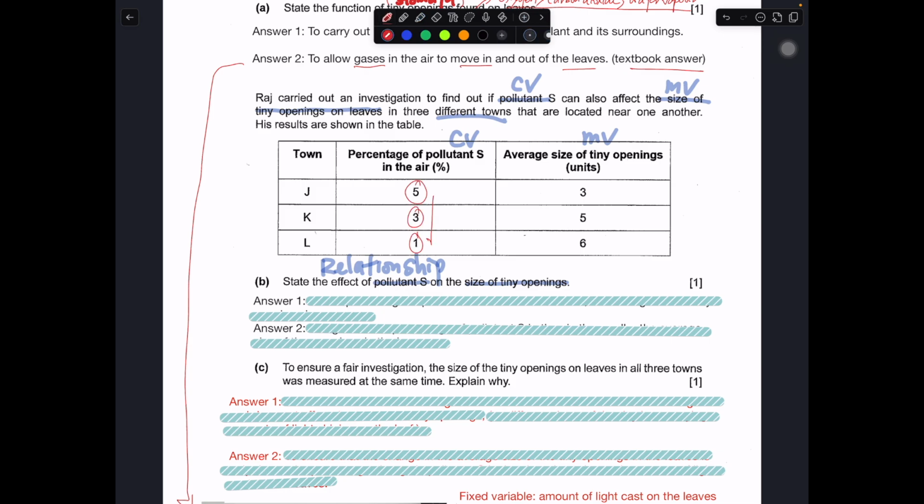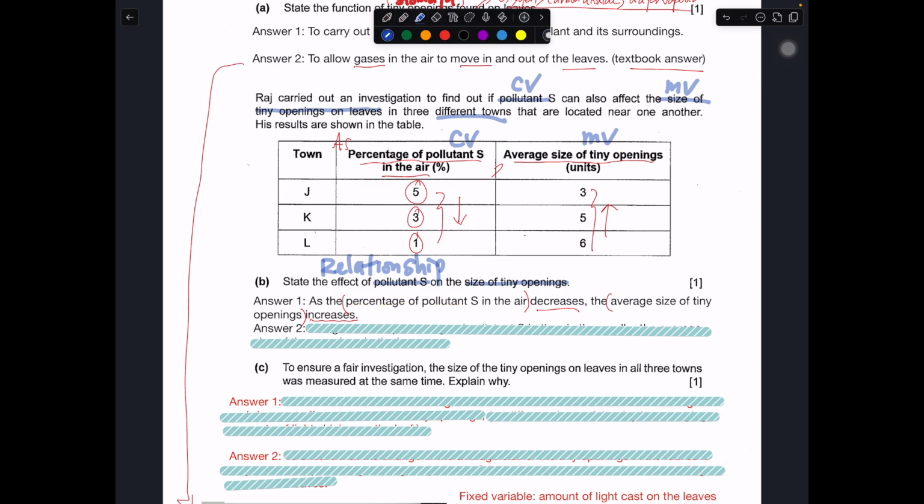So 531, when you read it down this way, the number is getting smaller and smaller, so it decreases. You could write something like: as the percentage of pollutant S in the air decreases, the average size of tiny openings increases. So this could be one way. This one just uses directly the phrase that has been given. Don't go and change or modify the phrases. This will be the best way.